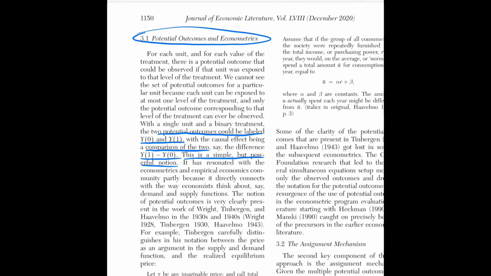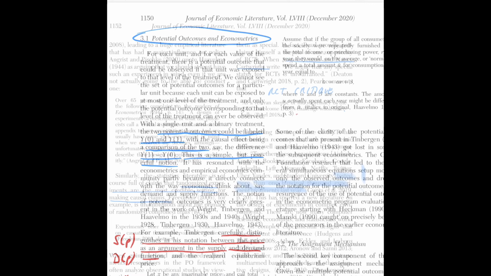Last century economists like Tinbergen carefully distinguished in their notation between the price as an argument in the supply function and in the demand function, and the price as an equilibrium price as a result of the intersection of demand and supply functions.